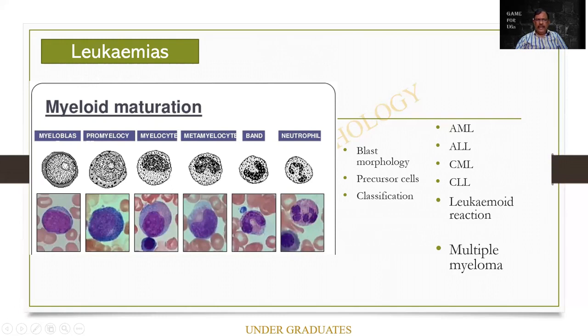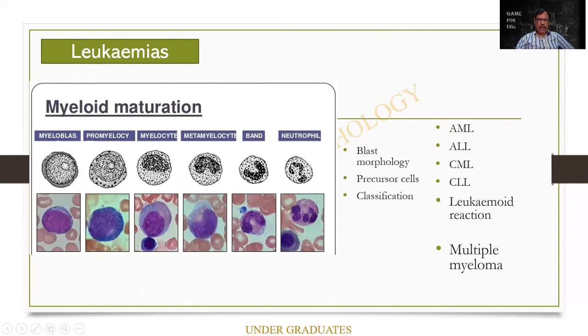Metamyelocyte: there is an indentation, but the nucleus is dark. Granules are present; in all these cells, granules will be present. And from the myelocyte downwards, there will be secondary granules or specific granules. The band form becomes C-shaped. And when constrictions develop, it is a mature neutrophil.